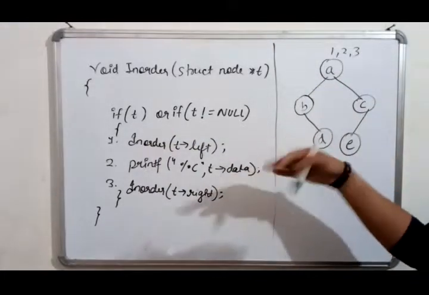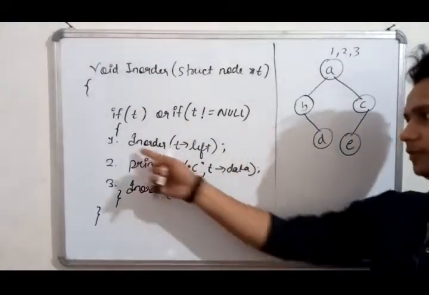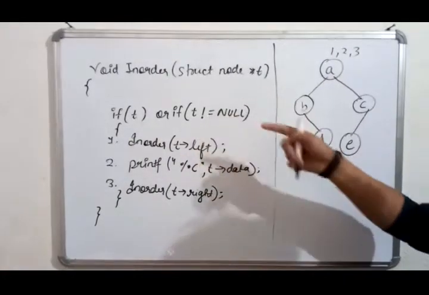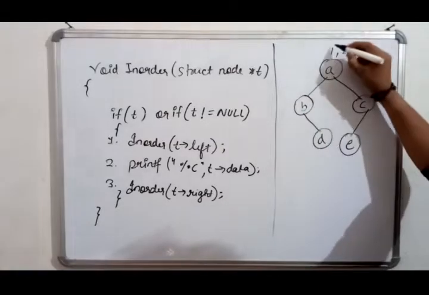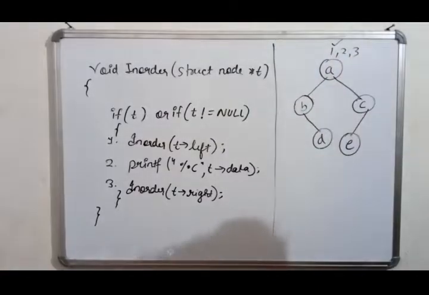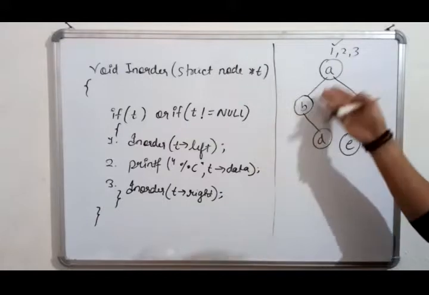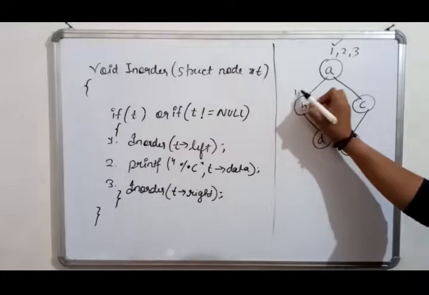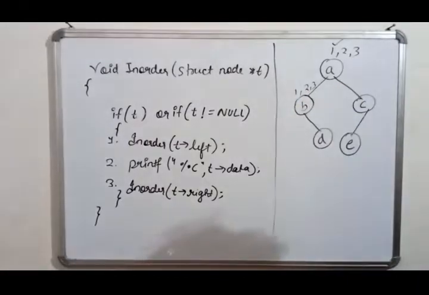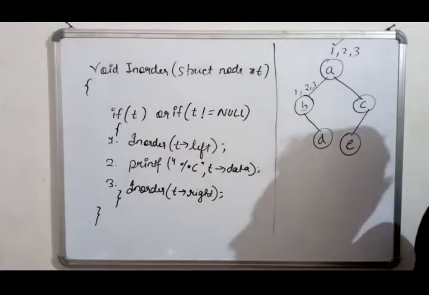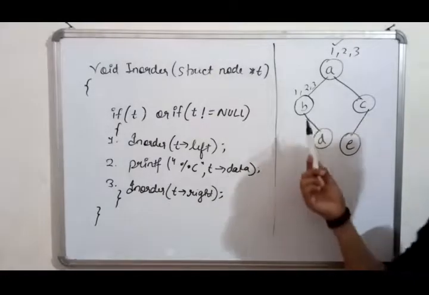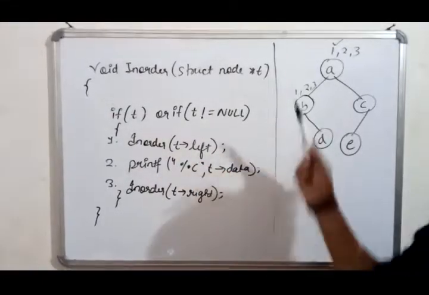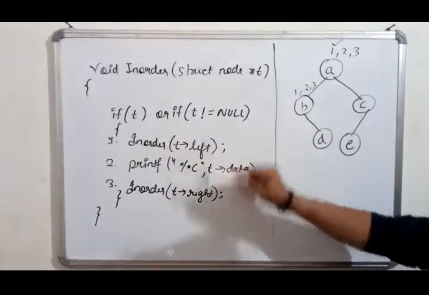And then it will execute the first instruction. The first instruction is to call this Inorder function with the left of it. So we have executed the first instruction of A. Now we are at B. Let us number 1, 2, 3. B does not have any left child. First of all, it will check whether it is null or not. It is not null, so it will enter the body of the if.